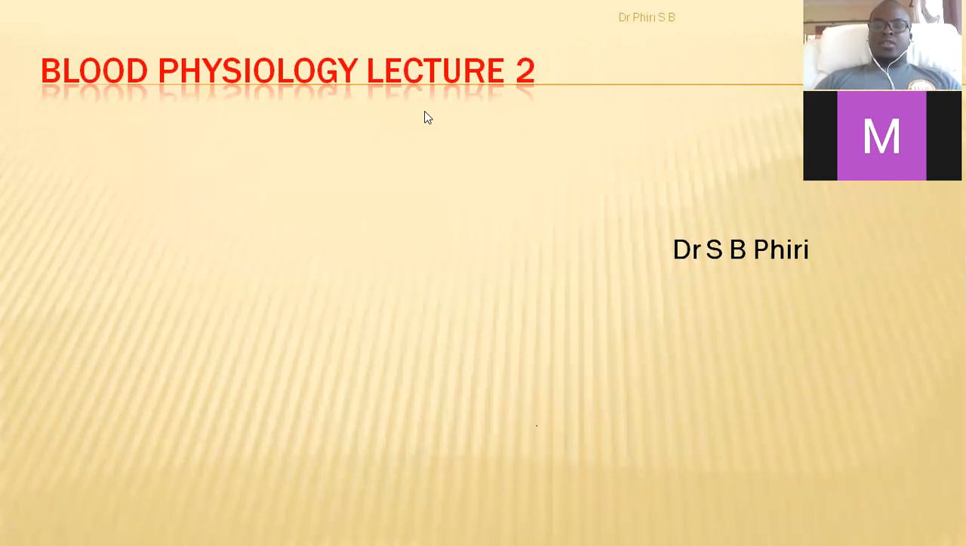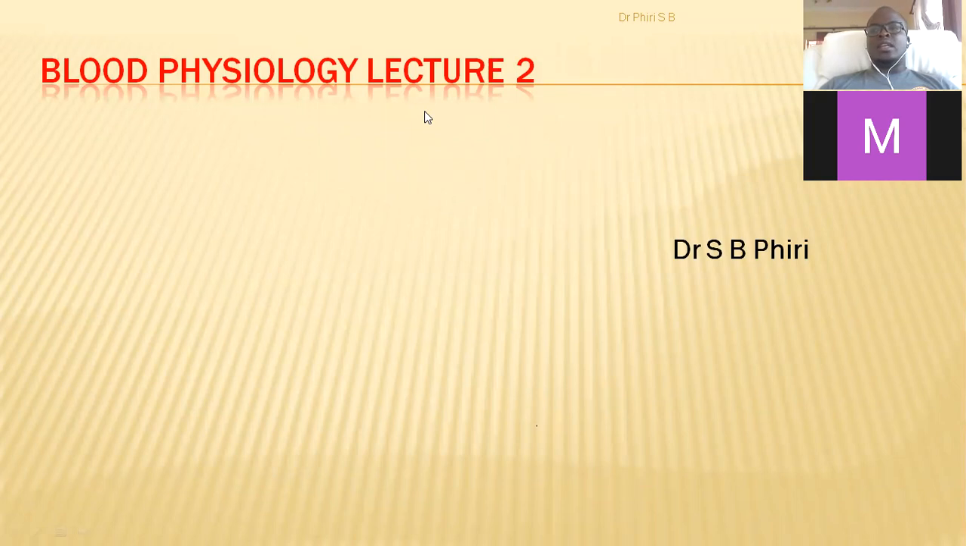Okay, so if you remember very well, yesterday we just had an introductory lecture to blood physiology. So we looked at major components of blood and also the functions of those major components. And then later on, we also looked at different types of blood cells. So we looked at red blood cells, white blood cells, how you can differentiate them in terms of structure. And also, we looked at the general functions of blood. So I hope you remember that class.